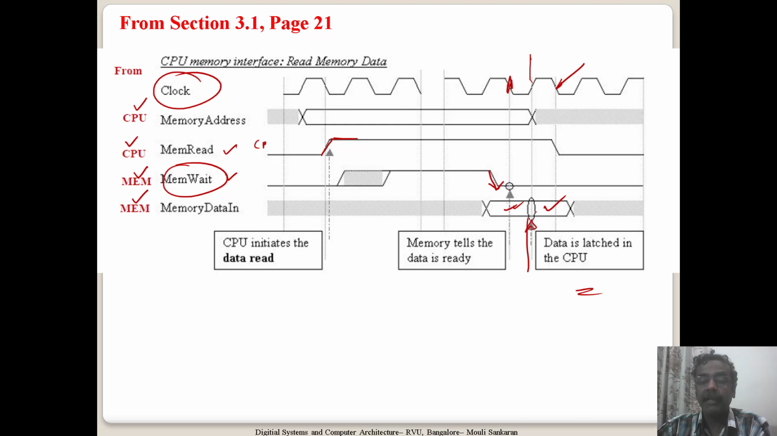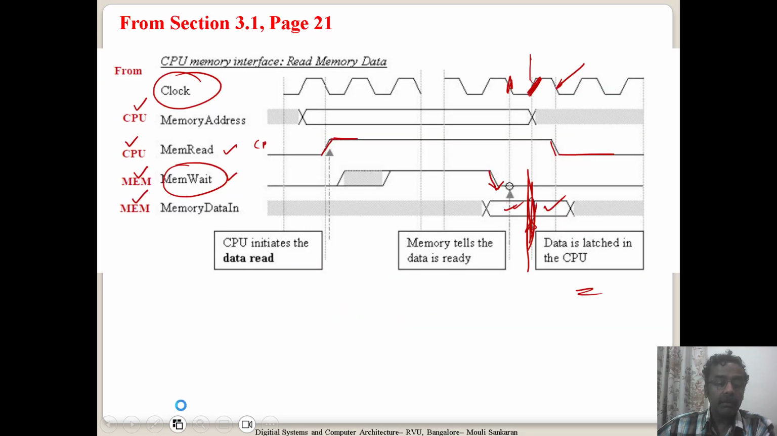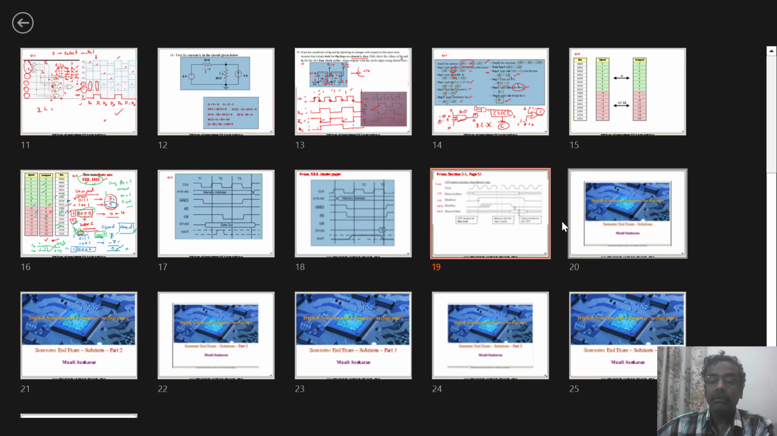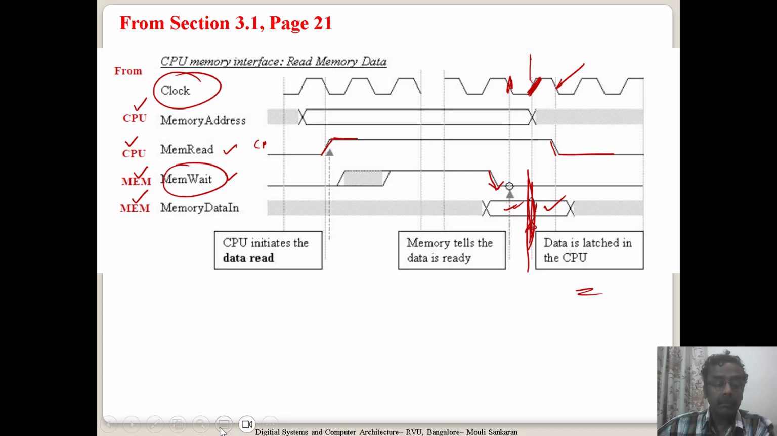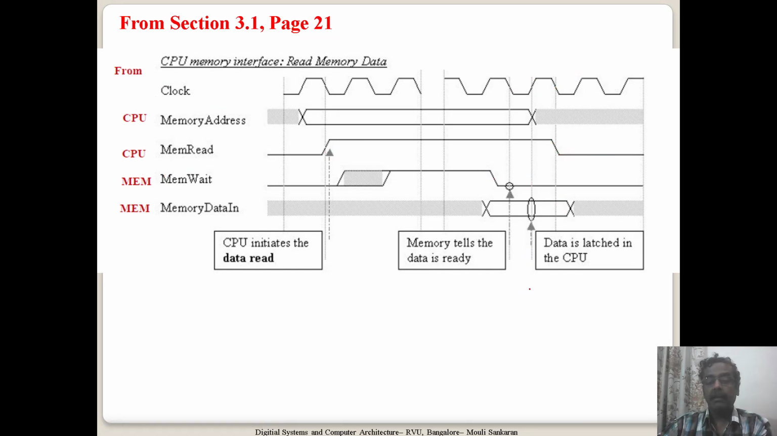It is actually latched on the positive edge here, and then it is bringing down the memory read cycle because the data is latched here on the positive edge. So this is a good example of a memory read cycle. As I mentioned, data is latched here during the positive edge because the clock is positive here.